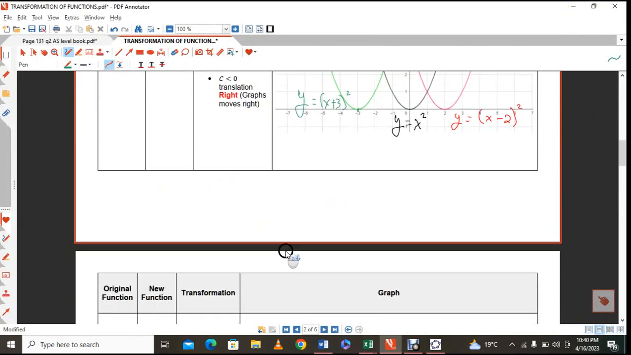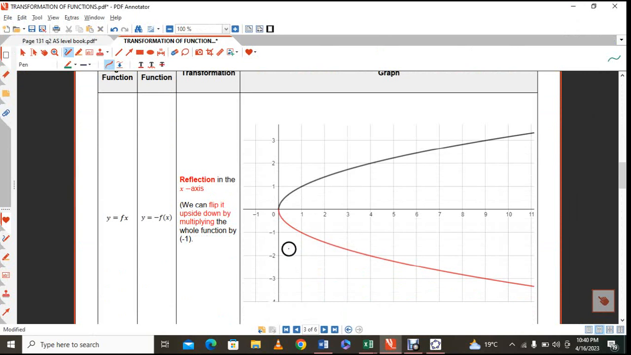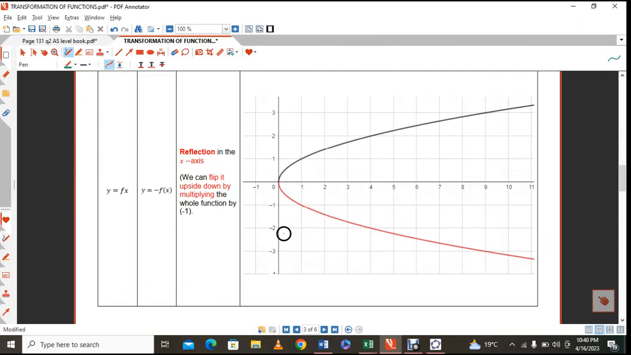Let's look at our third scenario. Again, we have a graph here. This is the third one, and now we are talking about reflection. We're going to do two types: the reflection in the x-axis and the reflection in the y-axis.